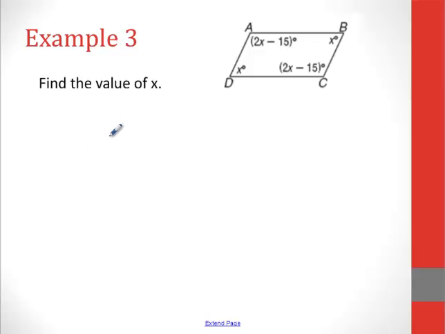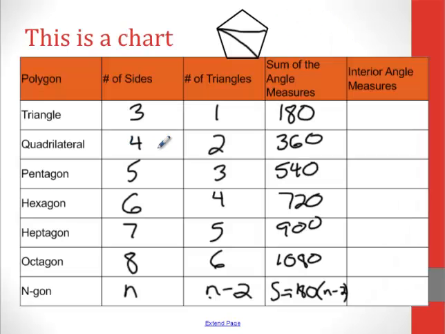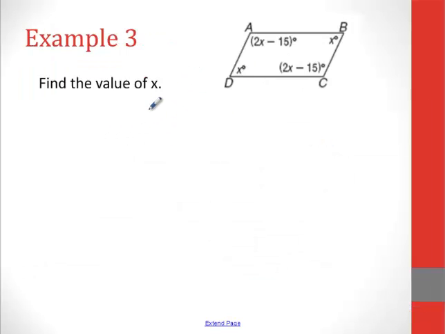So now I want to find the value of x. If I take some of these and start setting them equal to each other, which we'll see later on in section 6.2, that opposite angles are congruent, it's not going to get me anywhere. What I want to use is the fact that this is a 4-sided shape. So let me flip back here. A quadrilateral has 4 sides, meaning 360 degrees. So 4 sides, 360 degrees, the sum of the angles is 360.